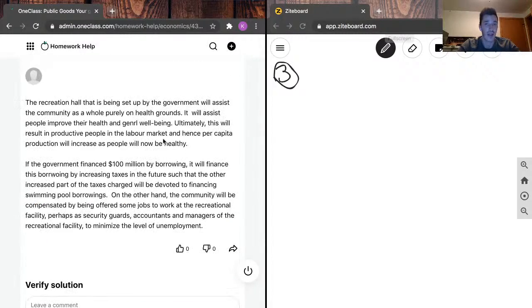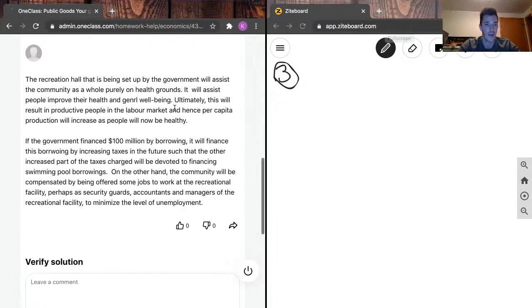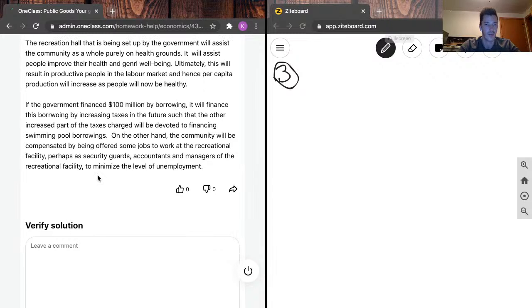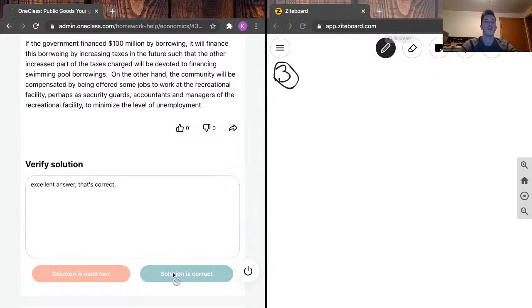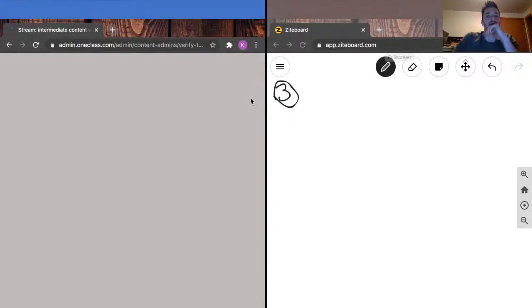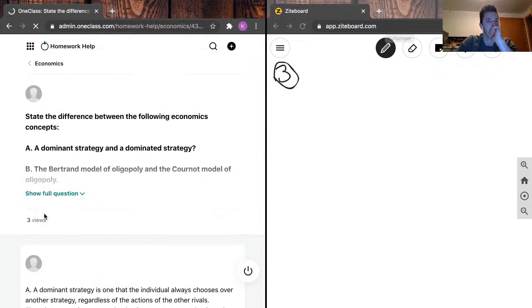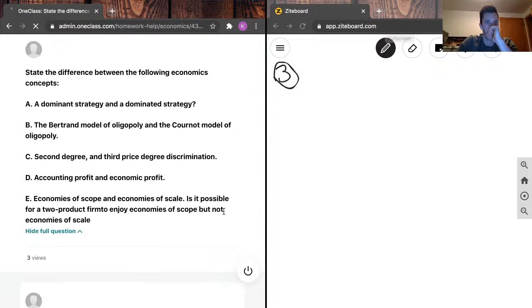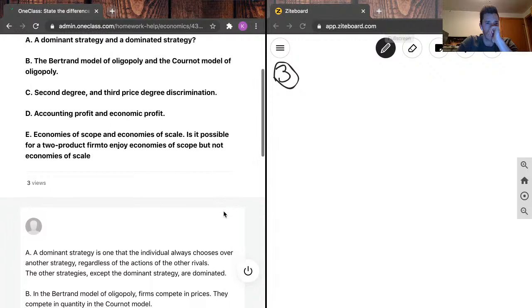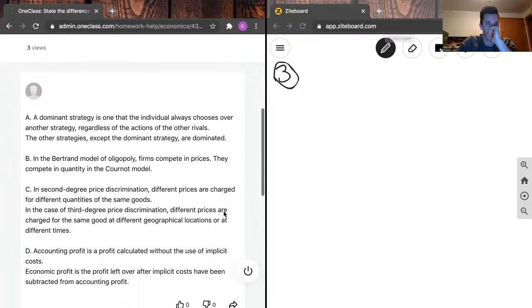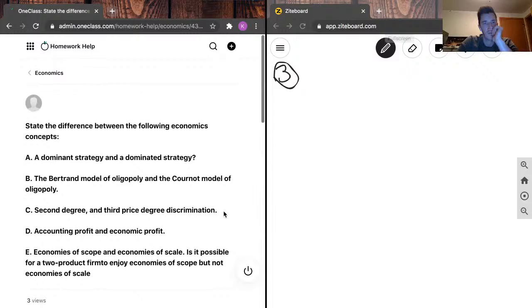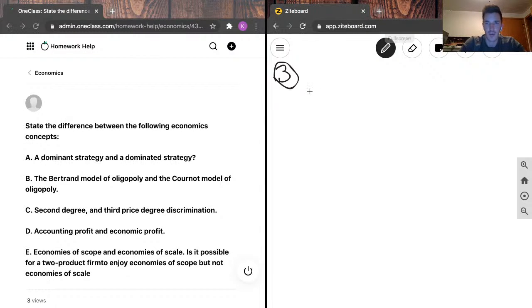Outside of that, I really don't have anything to add to what our junior tutor said. I thought they did a good job. So, I might be able to fit one more here. Let me read over this quickly. Maybe I'll just go over the difference between accounting profit and economic profit quick.